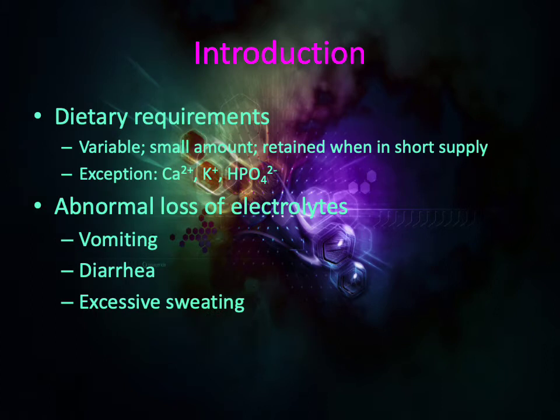The dietary requirements for the electrolytes is variable, but generally small. The human body has the ability to retain many of them when they are not being replenished in the diet. Some notable exceptions to this, though, are calcium, potassium, and phosphate. We are generally most concerned about electrolyte levels when they are out of balance. Therefore, it is important to have a basic understanding of conditions or circumstances that can lead to an imbalance.